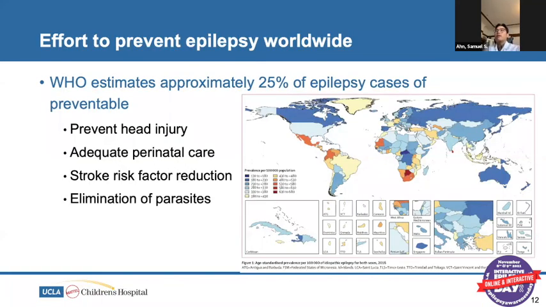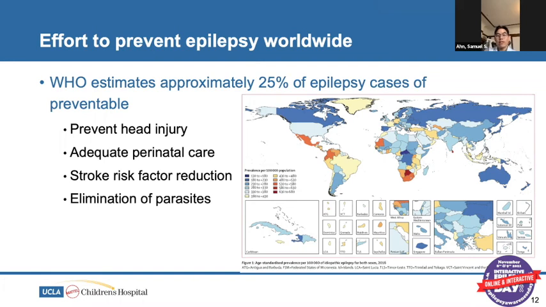So ultimately, we want to concentrate our efforts to prevent epilepsy worldwide. While I am working tirelessly to see patients already affected with epilepsy and seizure disorders, and our ensuing talks are going to be concentrated around those patients already with epilepsy, I want to show this slide to demonstrate that there are still very preventable causes for epilepsy.